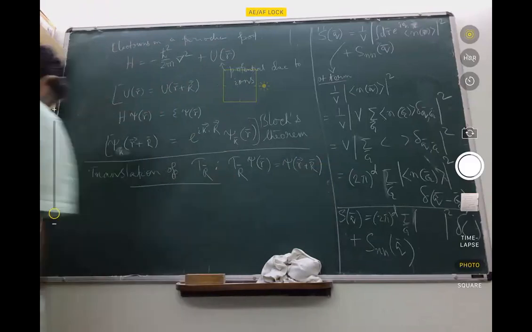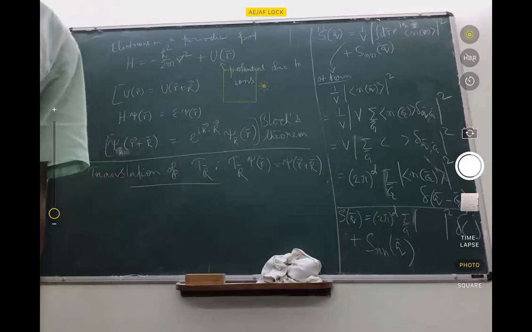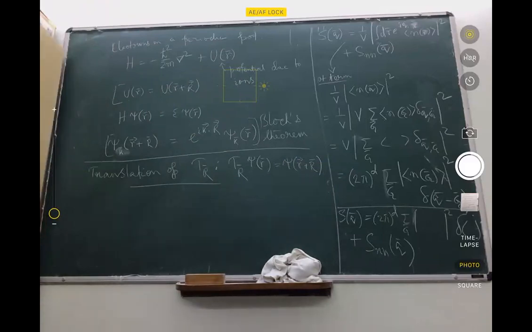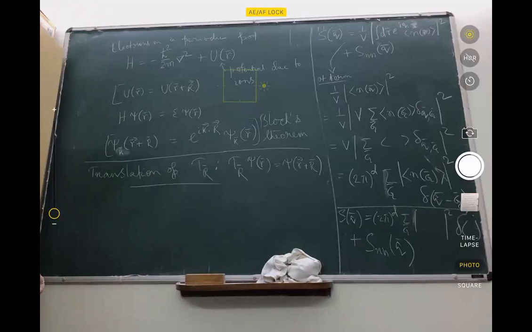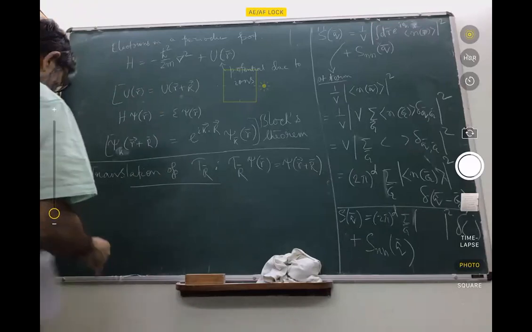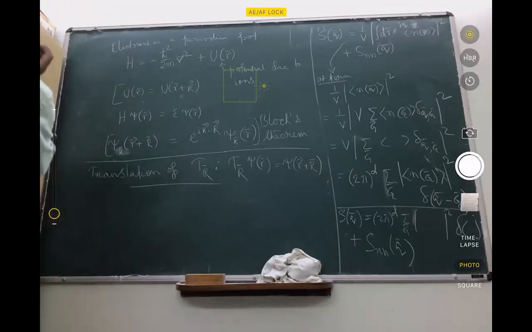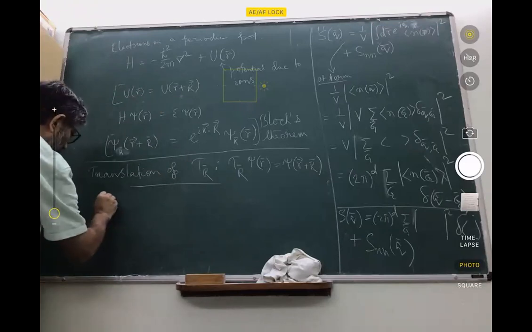So the first thing we want to show is that this operator commutes with the Hamiltonian. Intuitively it should be clear, because the Hamiltonian has the same periodicity as the lattice, because this is periodic. So therefore it will commute with the Hamiltonian. This is how you formally do it.